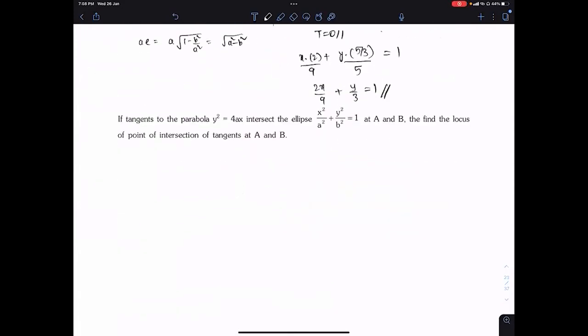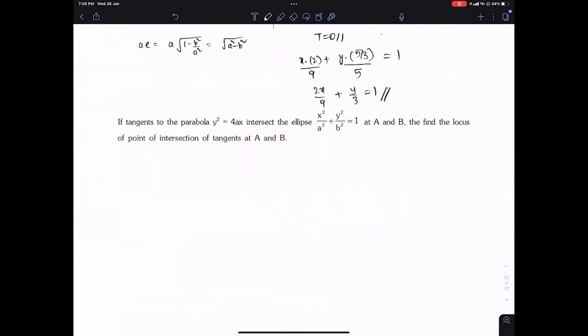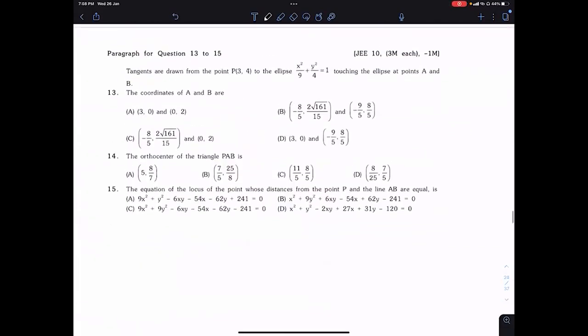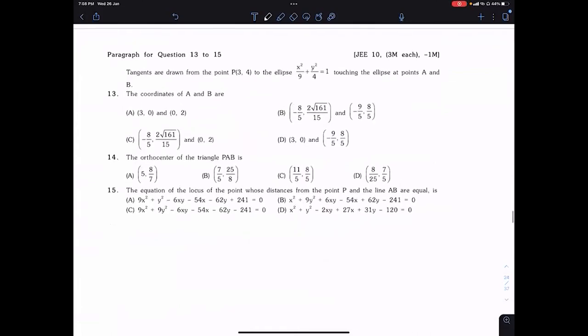Next. There is some passage questions and all. Yeah, this is JEE question. Okay. Yeah, let us see this one.